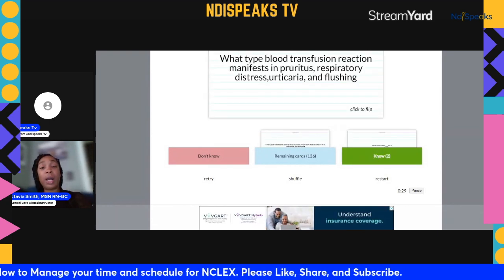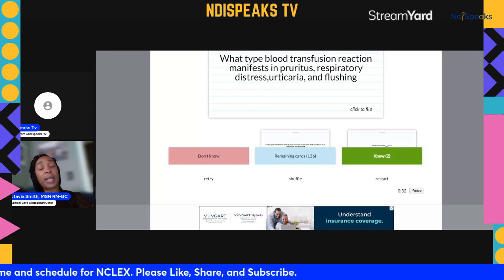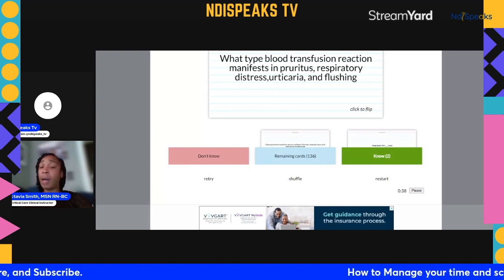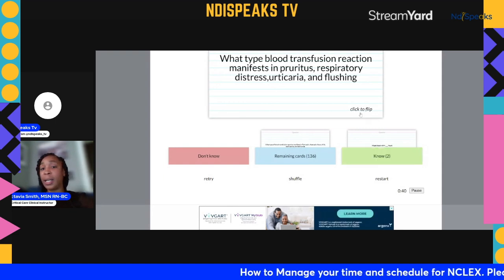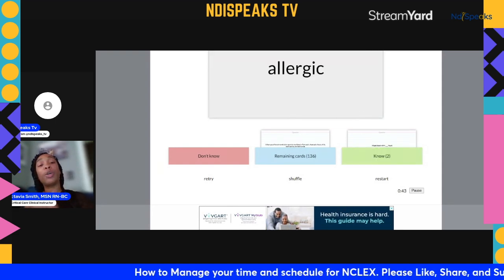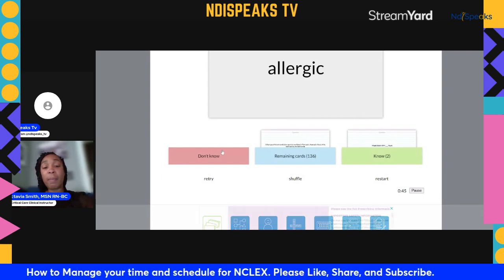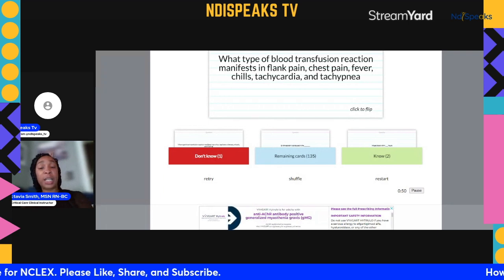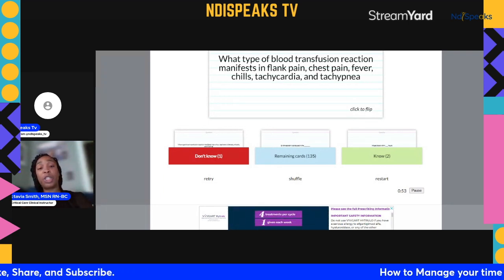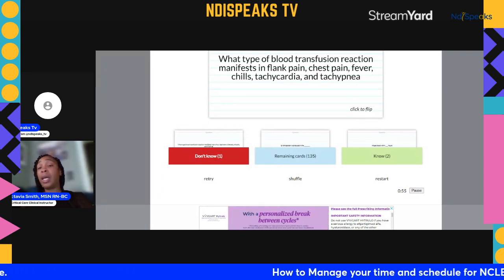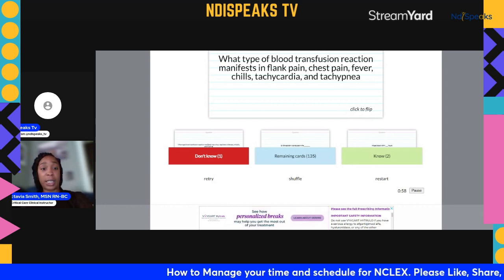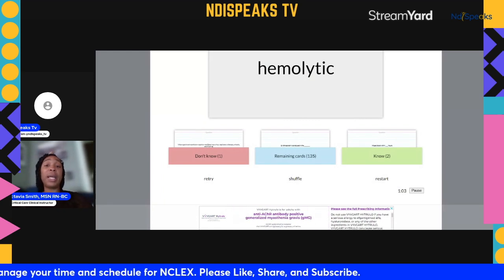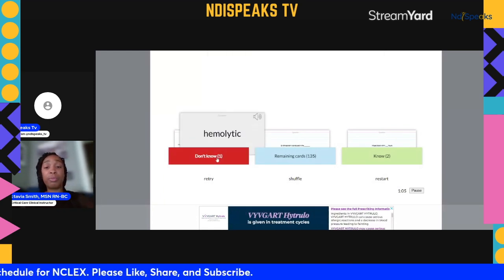What type of blood transfusion reaction manifests with proctitis, respiratory stress, itching, and flushing? I'm not sure what the answer to that is. So I can click to flip, and it's going to let me know that it's an allergic reaction. Okay. And I can put that with don't know. What type of blood transfusion reaction manifests in flank pain, chest pain, fever, chills, tachycardia, and tachypnea? That could be an anaphylactic reaction if the first one was an allergic, right? I'm going to click, and it's saying hemolytic. So I'm going to say that I didn't know.